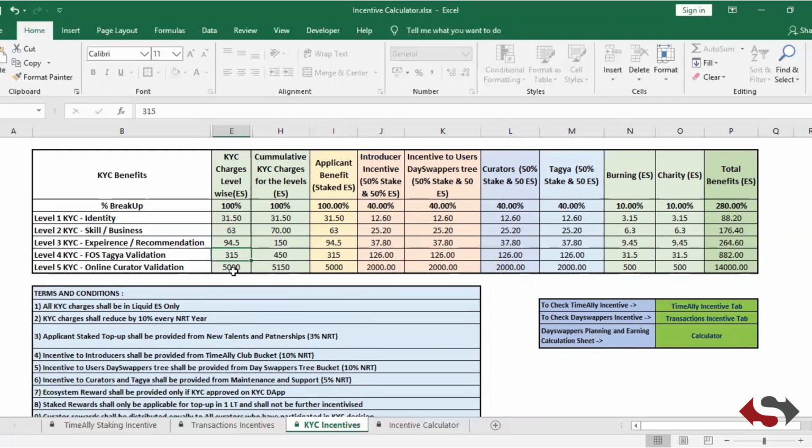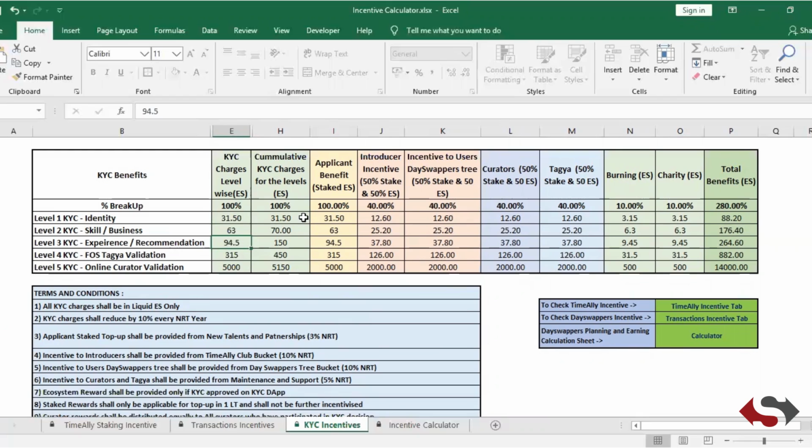While KYC level 5 is for the online curators who shall validate it online. So in case of online verification, we shall have it as KYC level 5, for which you have to pay 5,000 also. Everyone definitely needs to do the identity, and if you want to list your business also and have its expertise, paying these three individually is a lot.